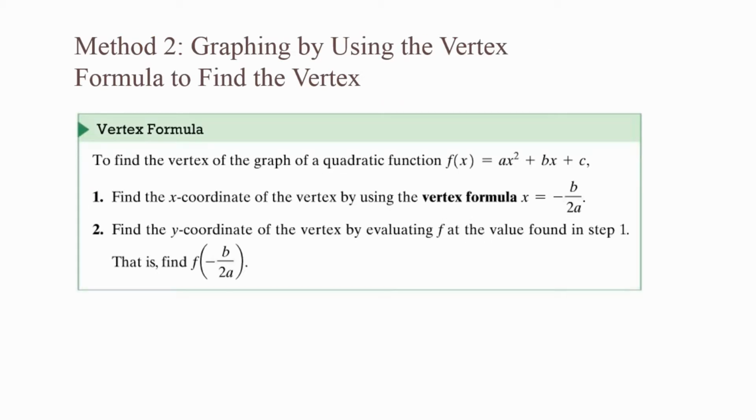Method 2. Graphing by using the vertex formula to find the vertex. To find the vertex of the graph of a quadratic function f of x equals ax squared plus bx plus c, 1. Find the x-coordinate of the vertex by using the vertex formula x equals negative b over 2a. 2. Find the y-coordinate of the vertex by evaluating f at the value found in step 1. That is, find f of negative b divided by 2a.